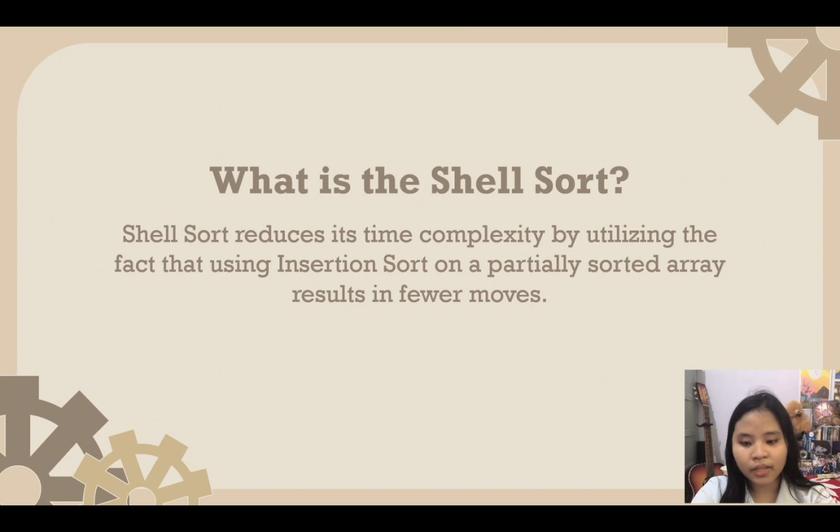The algorithm effectively moves elements closer to their correct positions, creating partially sorted arrays that are more efficient for the insertion sort process. This incremental approach of reducing gaps, known as diminishing increment sort, allows shell sort to overcome the limitation of simple insertion sort, particularly on large datasets, leading to significant improvements in performance.